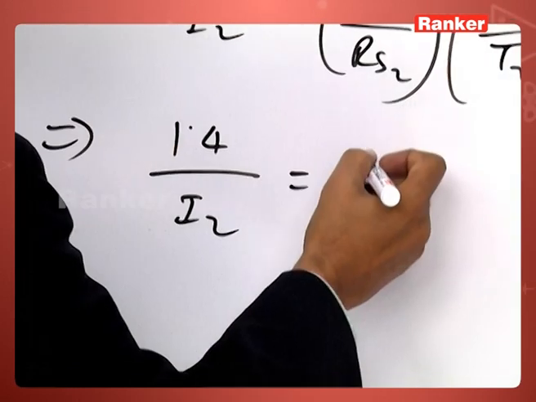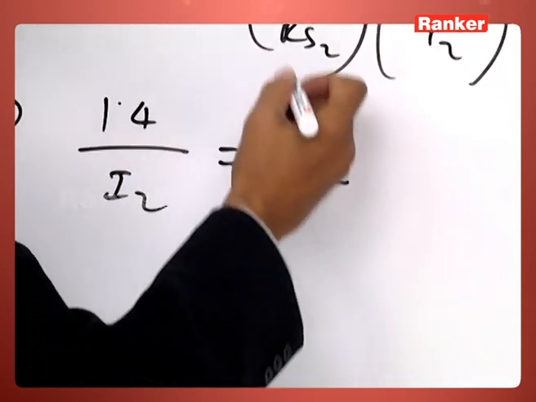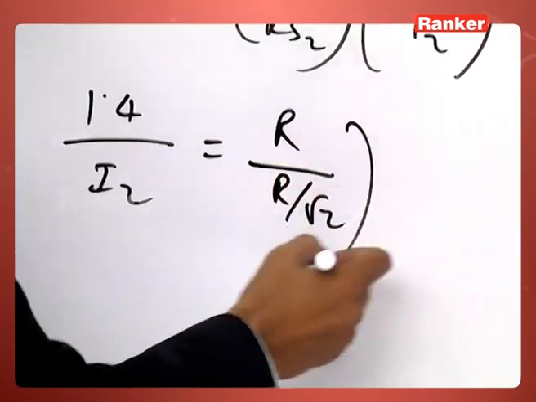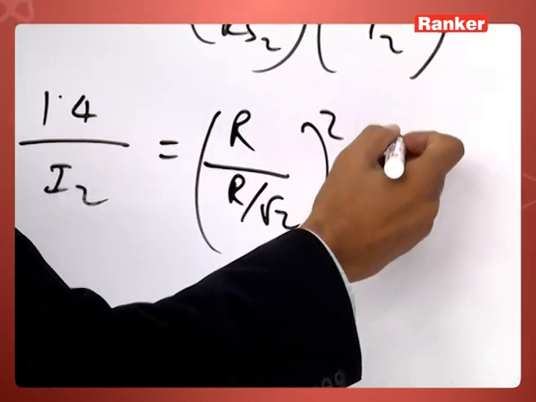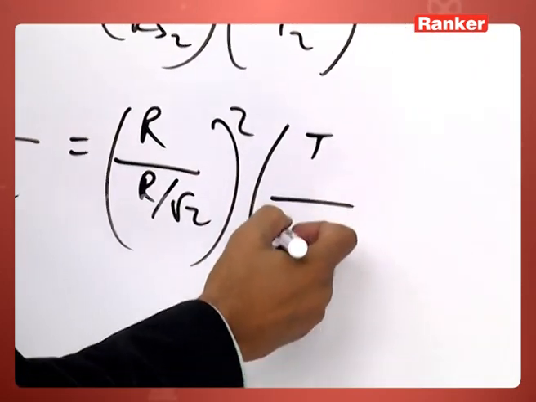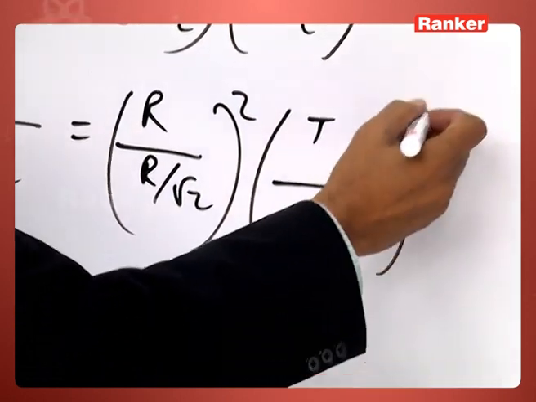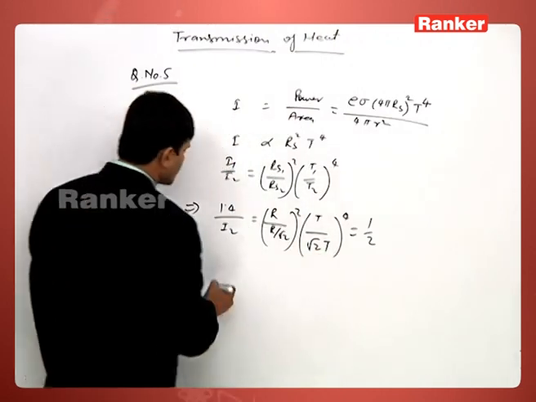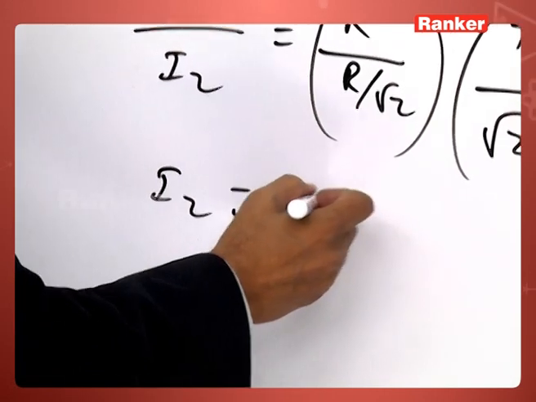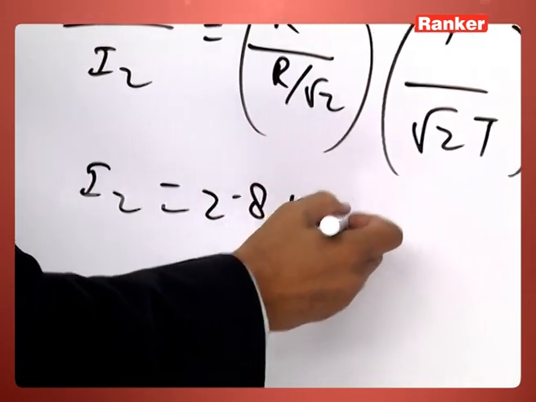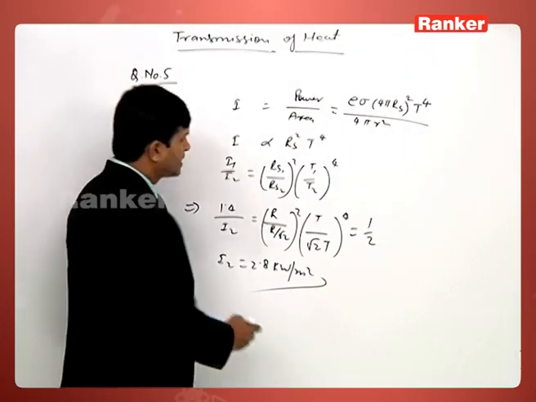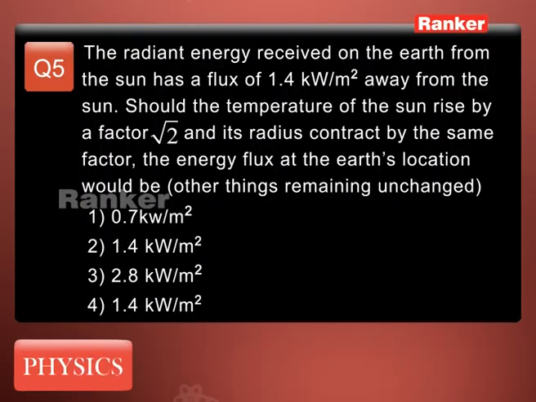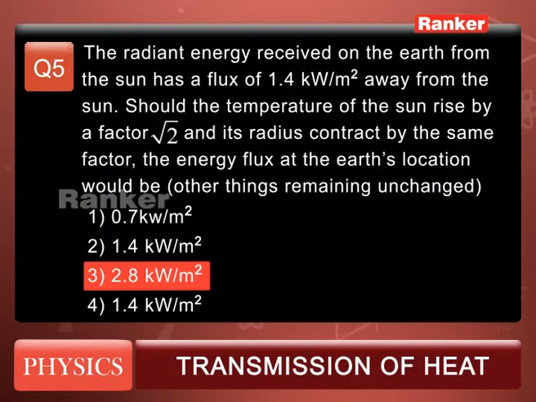So initial radius is R. Now radius contracts, it means R by root 2. But temperature, let initial be T, increases by root 2, to the power 4. So this will come 1 by 2. So I2 is equal to 2.8 kilowatt per meter square. So this is the correct option. So option number 3 is the answer.